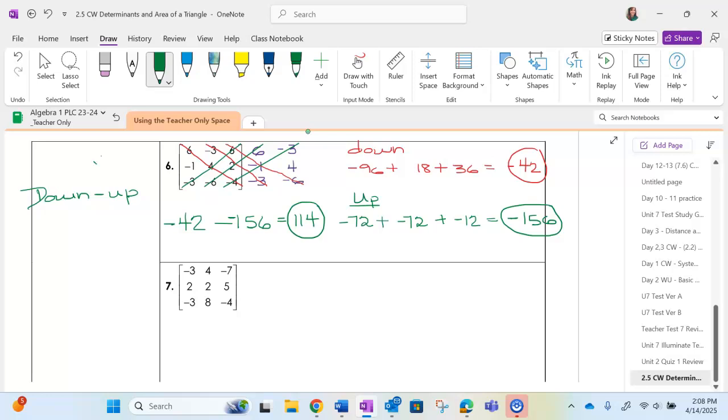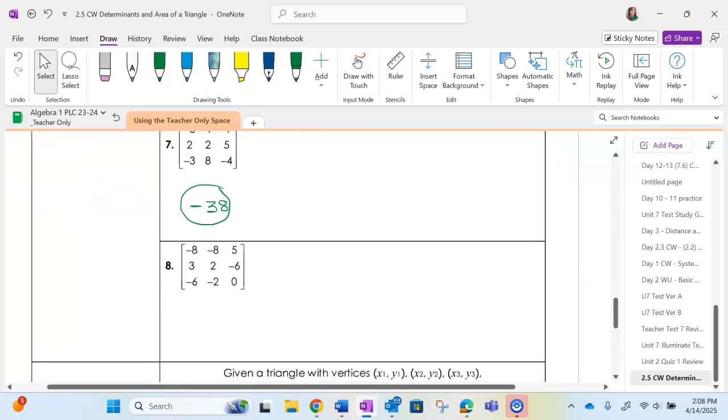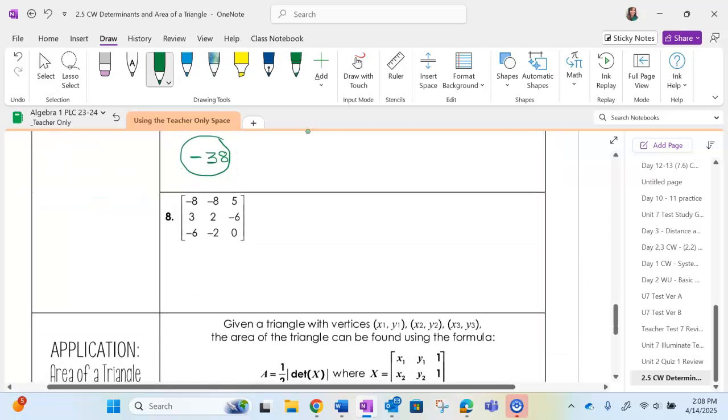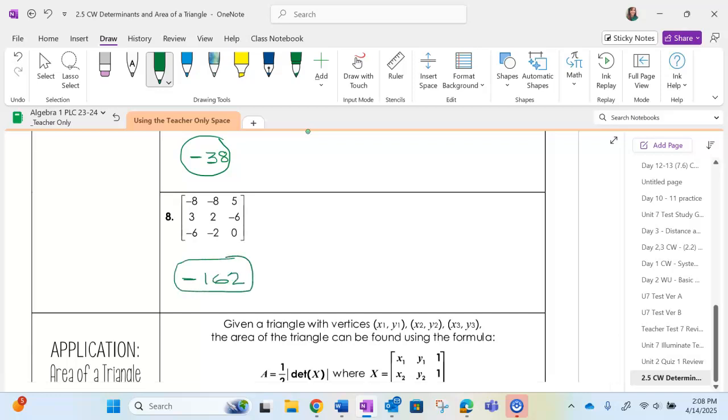All right, there's 2. I will give you the answers to 7 and 8 just so you can check your work. The answer to this is -38. So go see if you can do it and get to -38. This one is -162. Give it a shot. See if you can get those.